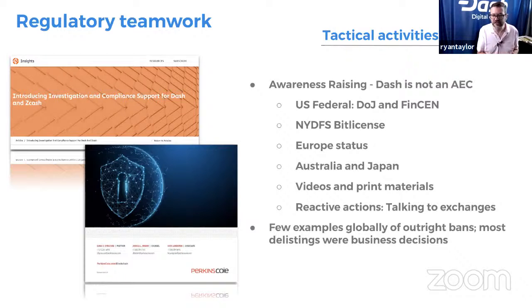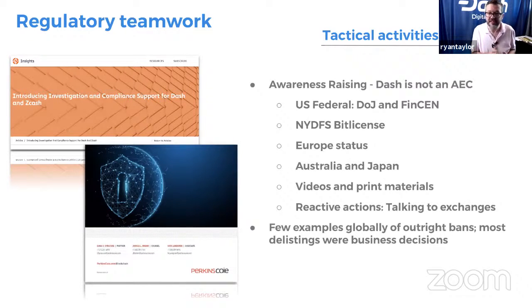Certainly with the exchanges that understand this much better than the regulators, they agree with us. And so the only instances we've encountered are business decisions where they just didn't want to devote the budget to fighting it. So let's talk about some of the other activities that are taking place. We have very full plates right now.